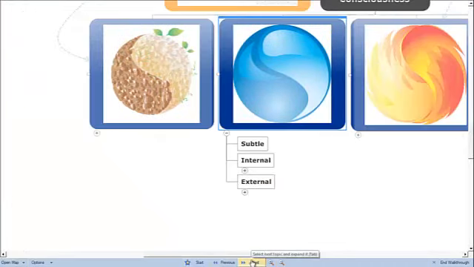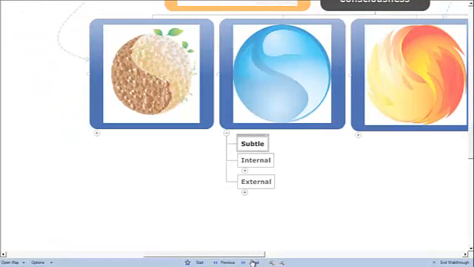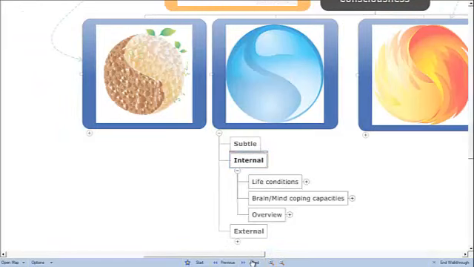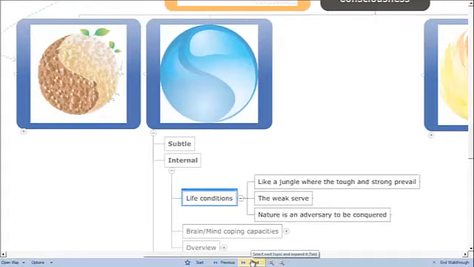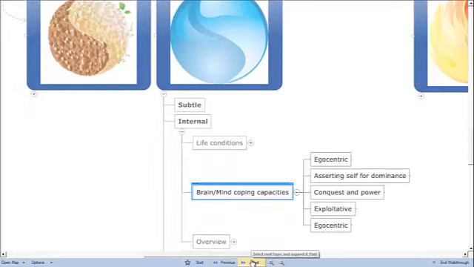So the water element is characterized by subtle consciousness, subtle energy, subtle power. The life conditions of Water Internal are like a jungle where the tough and the strong prevail, the weak serve, and nature is an adversary to be conquered. The brain and mind coping capabilities at Water Internal are egocentric, asserting self for dominance, conquest and power, exploitative, and egocentric.